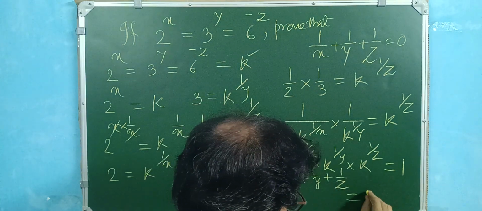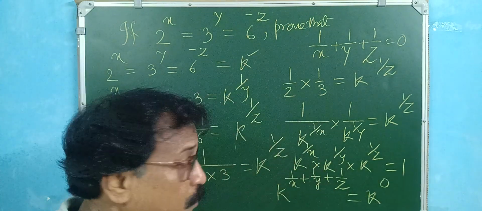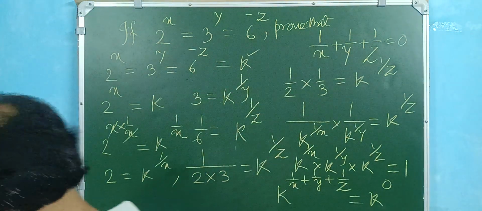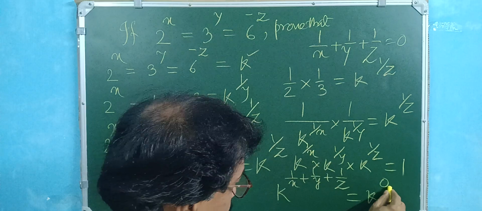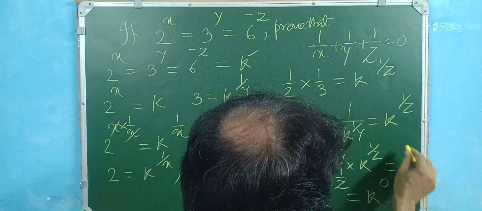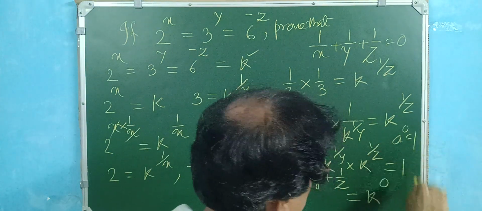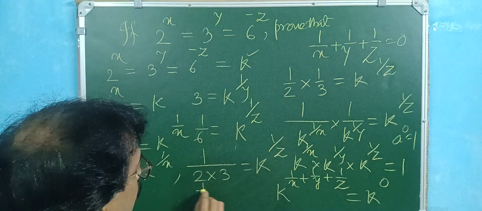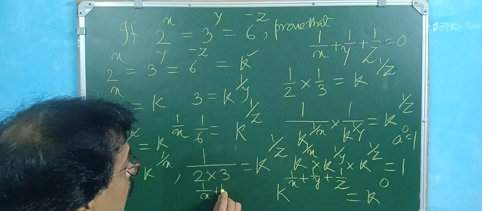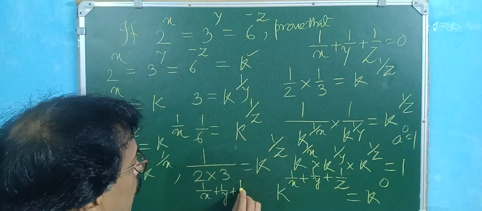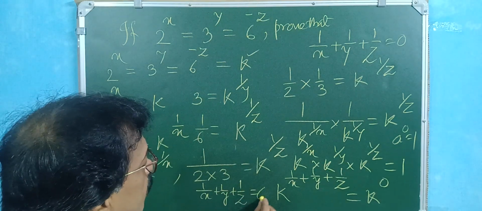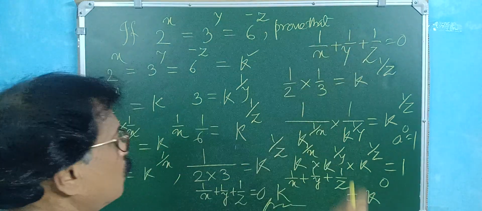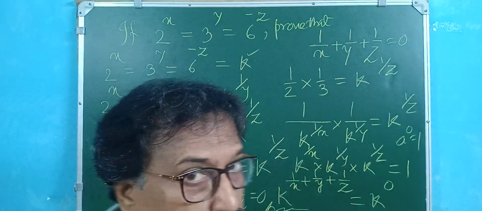In place of 1 you write k to the power 0, because you know a to the power 0 is 1. So the bases are the same and the equal sign is there, so this is the value. So 1 by x plus 1 by y plus 1 by z is equal to 0. Proved: 1 by x plus 1 by y plus 1 by z equal to 0.